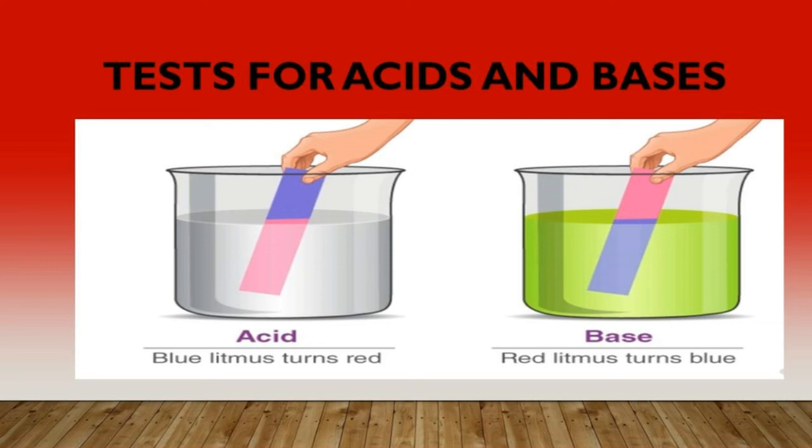Test with the indicator phenolphthalein. In acid medium, phenolphthalein is colorless, but in base medium, the phenolphthalein will be pink in color. The next one is the test with the indicator methyl orange. In an acid medium, the methyl orange will be pink in color, but in base medium, the methyl orange will be yellow in color.